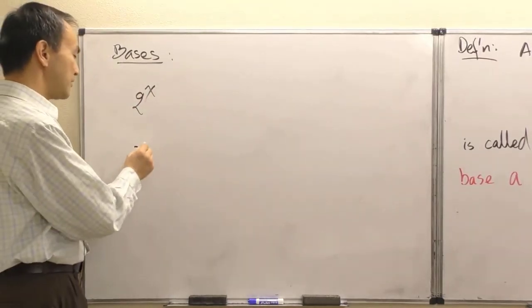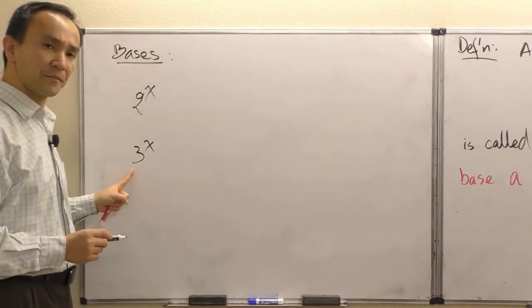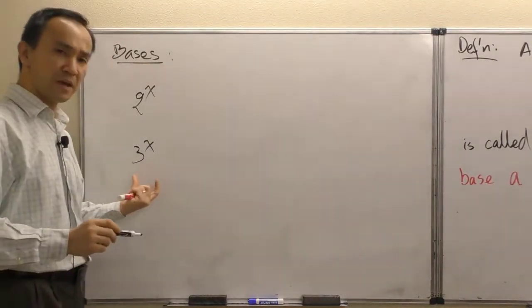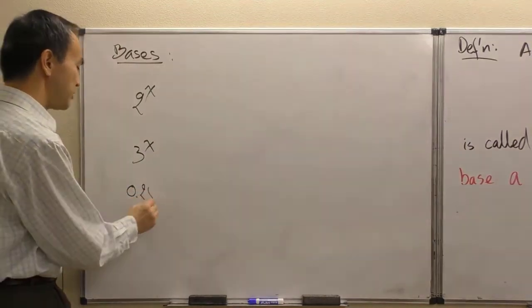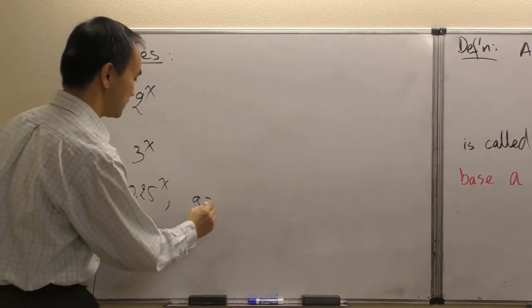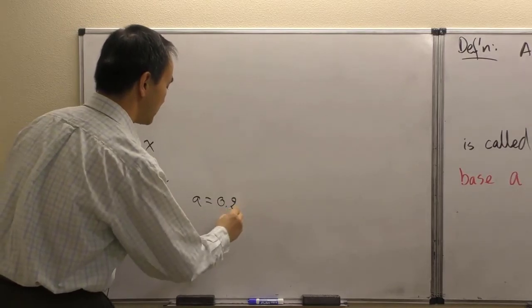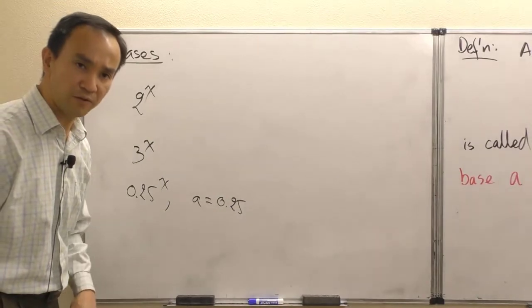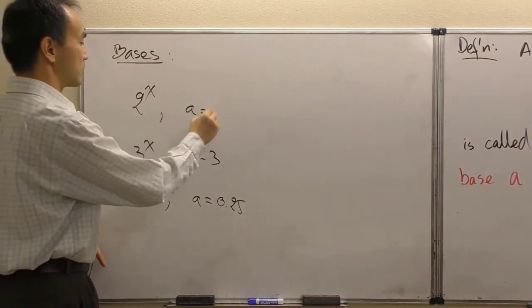I also brought in, even though I did not talk much about it, 3 to the x. This is base 3, a positive base other than 1. I also brought in 0.25 to the x. The base here is 0.25. It's positive, it's other than 1. This was part of our example 1 that we finished earlier. This is a equals 3, this is a equals 2.